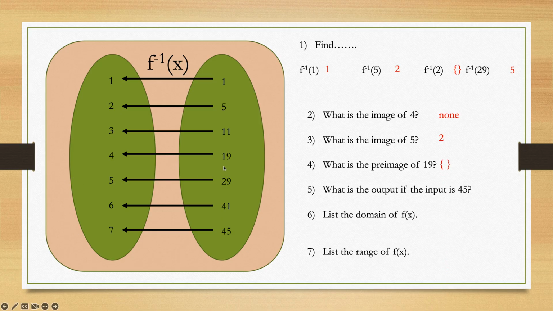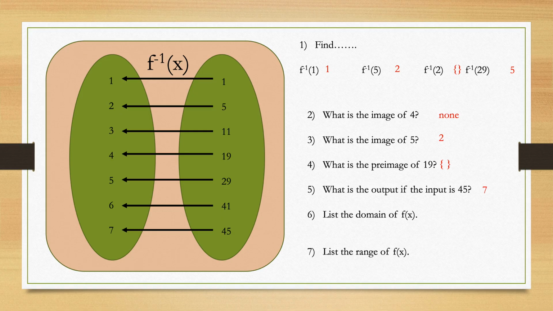So let's go back to this. The pre-image of 19, normally we would say that it's 4, except we're in an inverse function which goes backwards, so there was nothing before the 19. There was no pre, if you will. So there's no pre-image. What's the output if the input's 45?